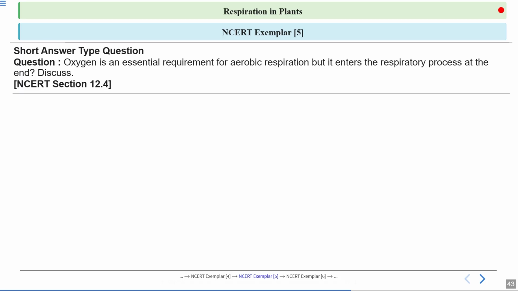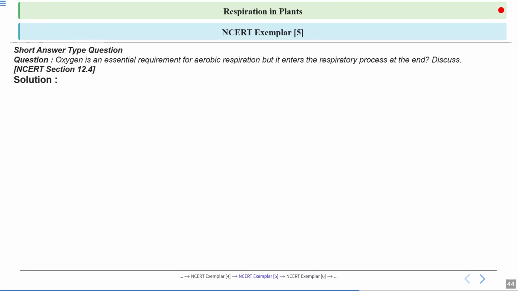Now let's look at the next question. Oxygen is an essential requirement for aerobic respiration, but it enters the respiratory process at the end. Discuss. So let us look at the solution.